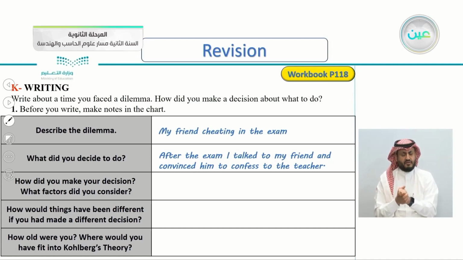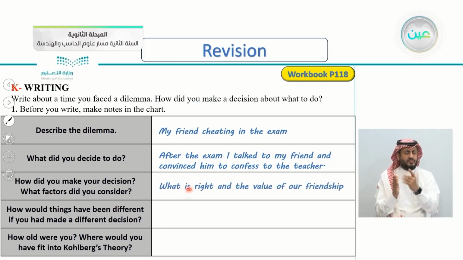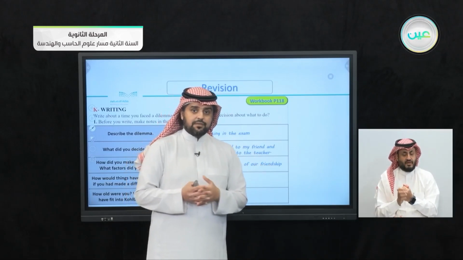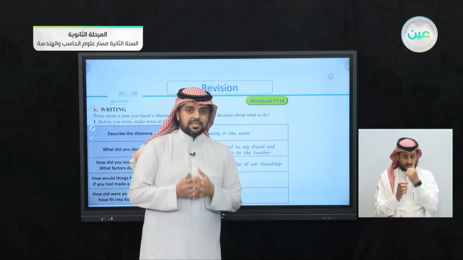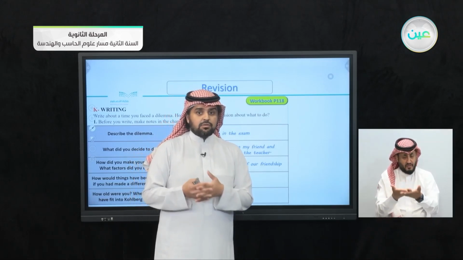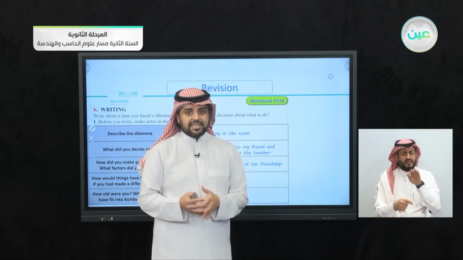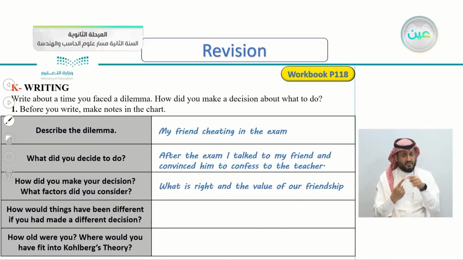How did you make your decision? What factors did you consider? Of course, the factors are what is right and the value of our friendship. Of course, because if I told on him during the exam, maybe my friendship with my friend would be over. So what is right is that I convince him to confess to the teacher is better than blowing the whistle on him, especially that it was his first time. So what is right and the value of our friendship, these are the factors.